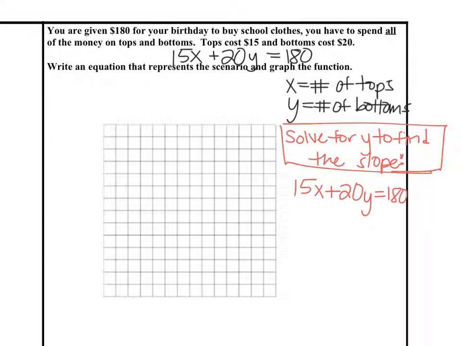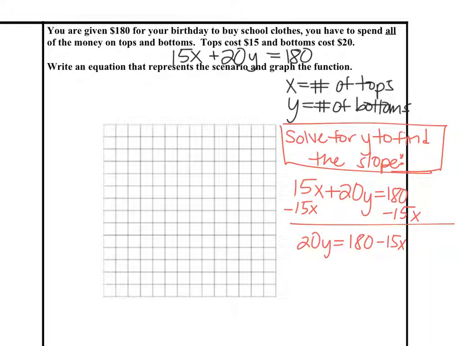15x plus 20y equals 180. This isn't going to work. It doesn't tell us the slope. You're solving this. Ari, 15x is positive. How do I move it? Subtract 15x. Move it to the other side. New equation. We've done this like a gajillion times now. 20y equals 180 minus 15x.